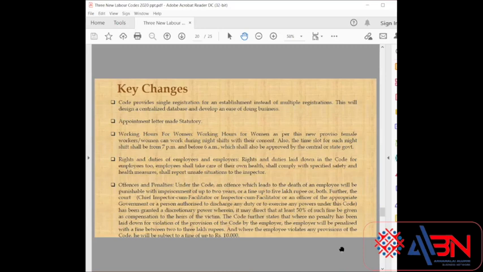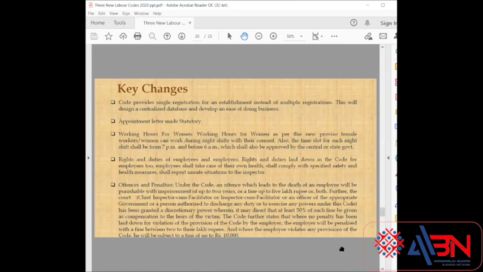Appointment letters have been made statutory, so you have to ensure that every employee is being given an appointment letter, and that appointment letter should capture the terms and conditions clearly. Working hours for women: night shift for women can only be provided with their consent. So if they have consented, only then can they be allowed to work the night shift. And for night shift, there's an approval that needs to be taken from the central or the state government.